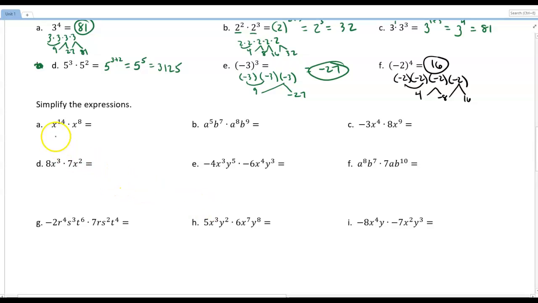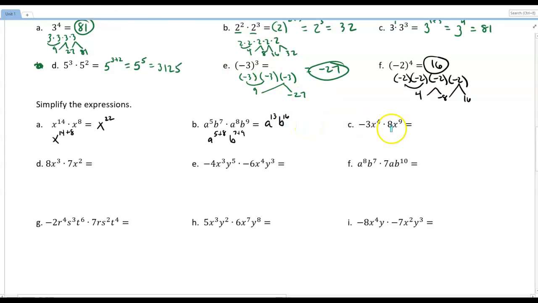Okay, so the first one, x to the 14th times x to the 8th. I know I'm going to add the exponents to get x to the 22nd power. Letter B, again, multiply same bases. When I multiply the a's together, I add the exponents 5 and 8. And then the b's would be 7 plus 9. So that would be a to the 13th times b to the 16th.